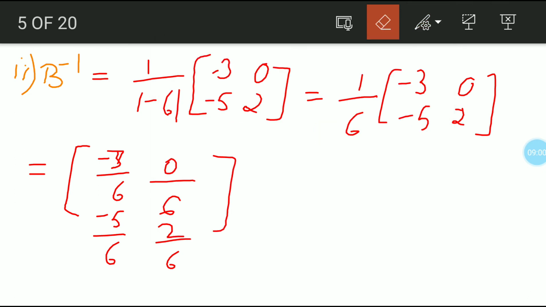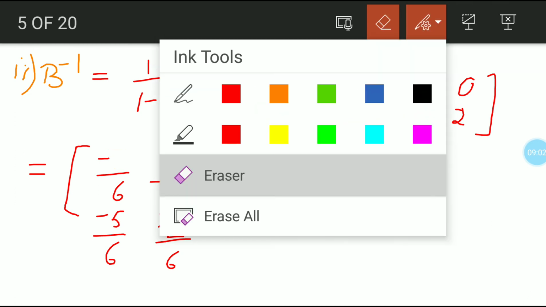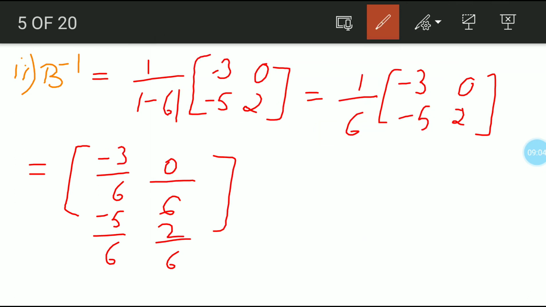Now sometimes we have to cancel. Like 3 ones are 3, 3 twos are 6, we can cancel, right? In such a way we can cancel and simplify also. So that's our wish to simplify or not. So I am simplifying. So 3 ones are 3, 3 twos are 6.